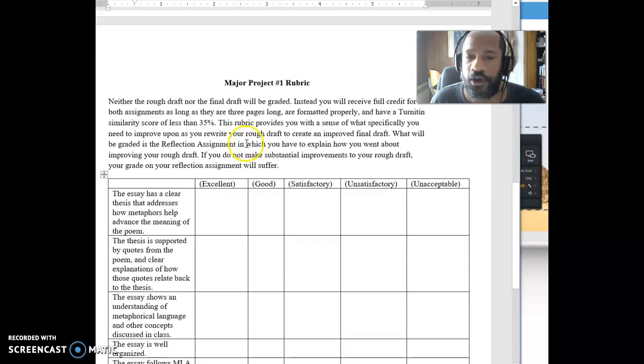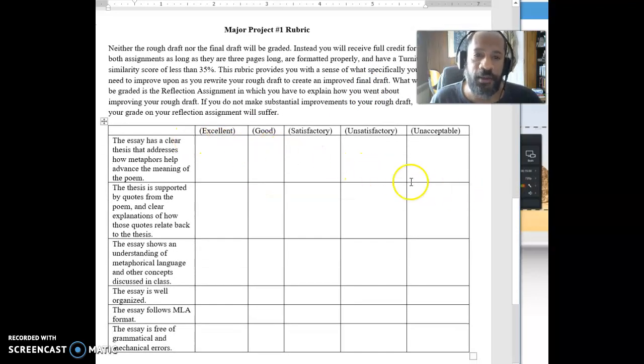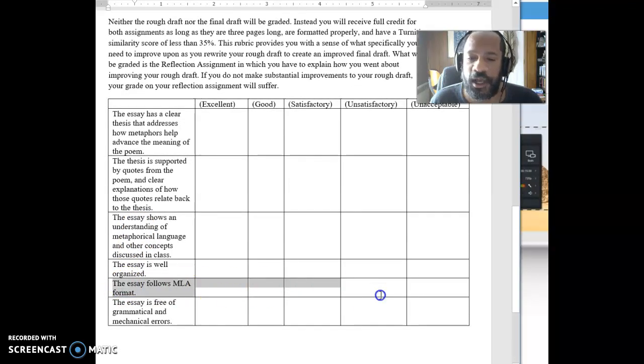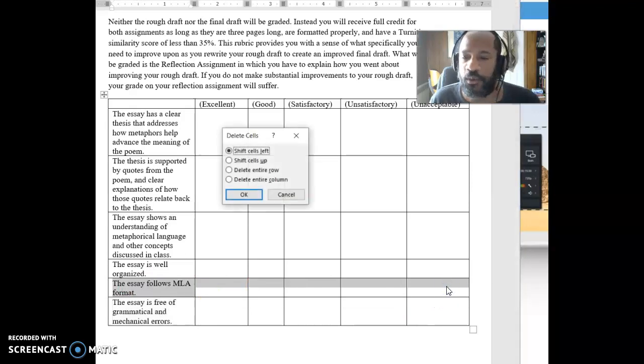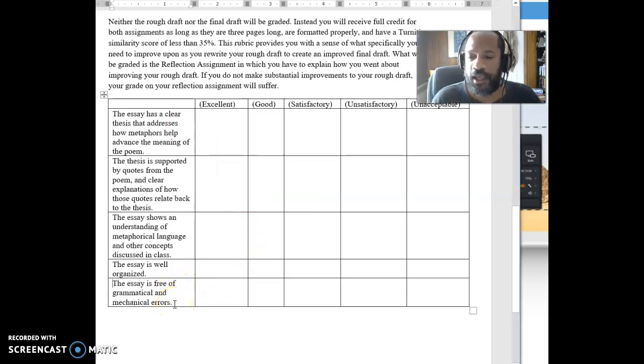Right? This rubric, though, provides you a sense of what specifically you need to improve as you rewrite your rough draft to create a final draft. Okay, so when you turn in a rough draft, I'm going to mark this up, and I will give you scores on each of these things. The essay has a clear thesis that addresses how metaphors help advance the meaning of the poem. The thesis is supported by quotes from the text. The essay shows an understanding of metaphorical language and other concepts discussed in class. The essay is well organized. We're going to delete that because they will have to follow MLA format, otherwise I won't grade them. The essay is free of mechanical and grammatical errors. And then I will give you different scores on this.